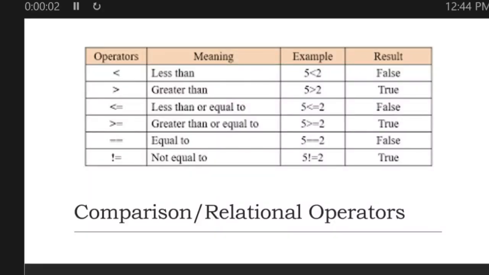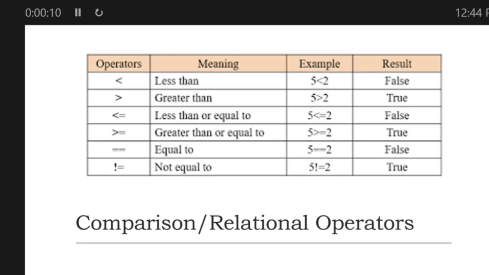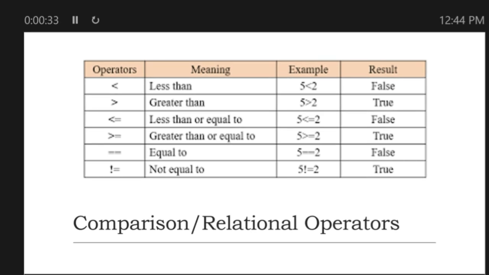Next is comparison or relational operators. These are the most used operators, and see here, the return type is Boolean in this case, false, true, like this. So as I've told you in my previous videos, Boolean will be mostly used as a return type. It will be the return type of some of the operations.